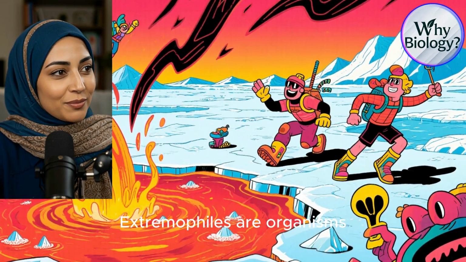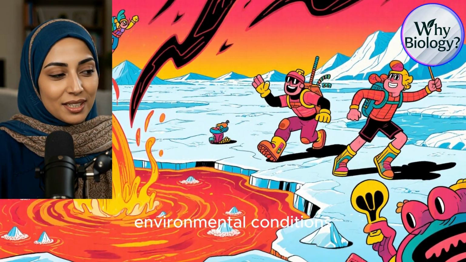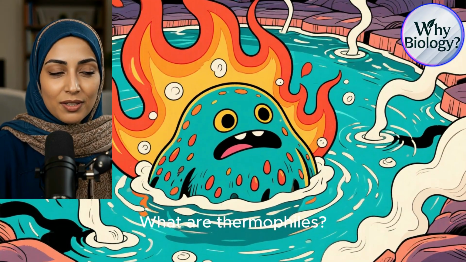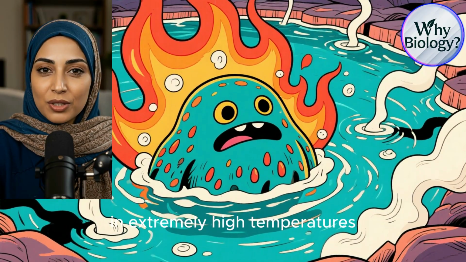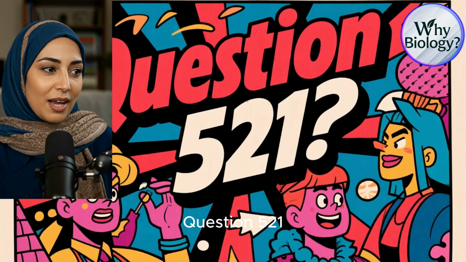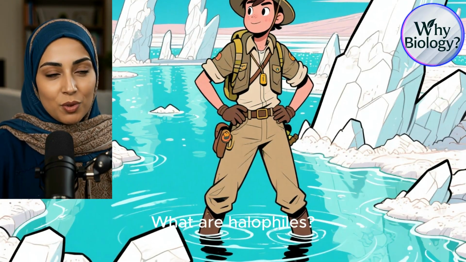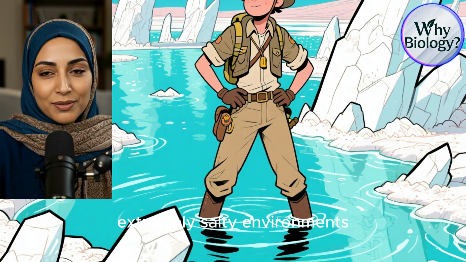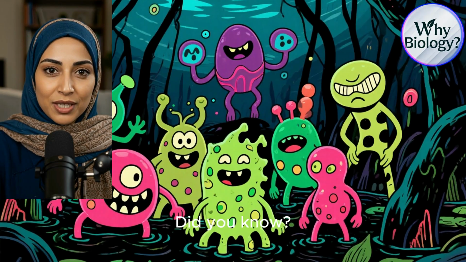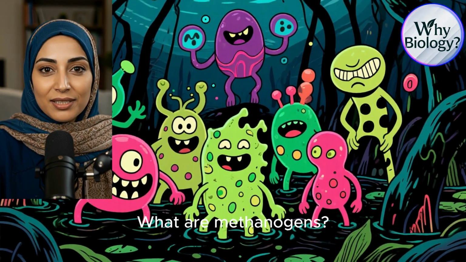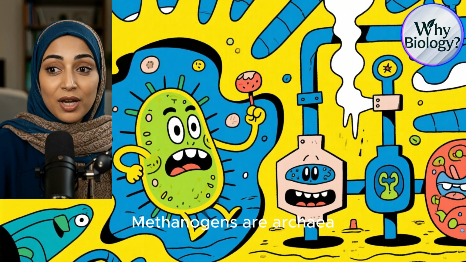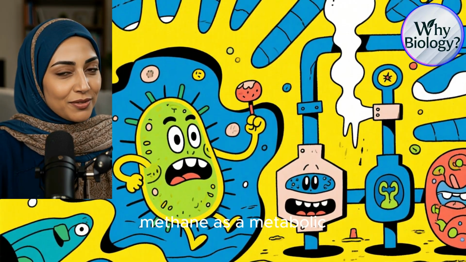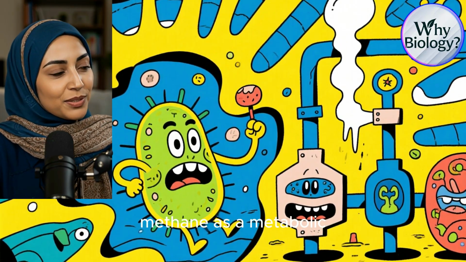Extremophiles are organisms thriving in extreme environmental conditions. Question 520. Did you know? What are thermophiles? Thermophiles thrive in extremely high temperatures. Question 521. Did you know? What are halophiles? Halophiles thrive in extremely salty environments. Question 522. Did you know? What are methanogens? Methanogens are archaea that produce methane as a metabolic byproduct.